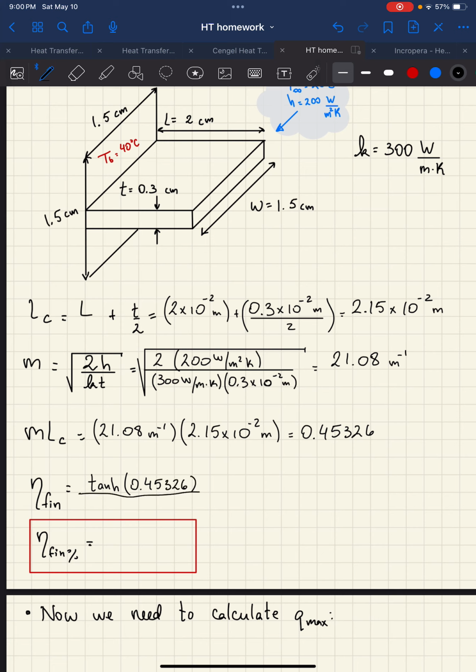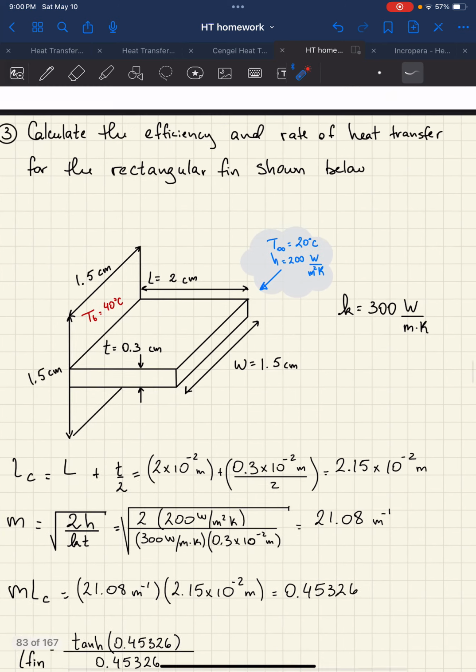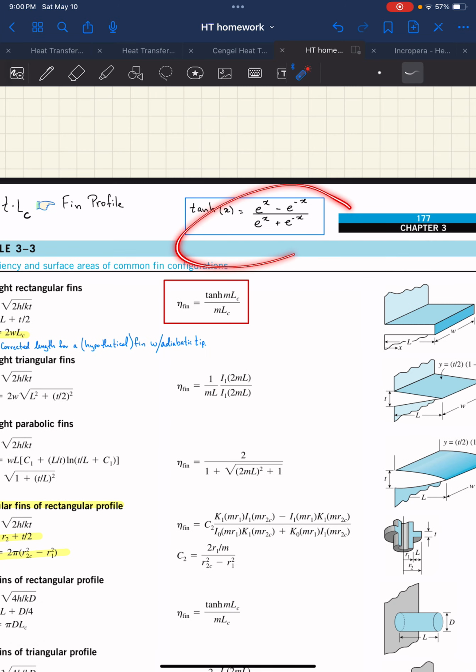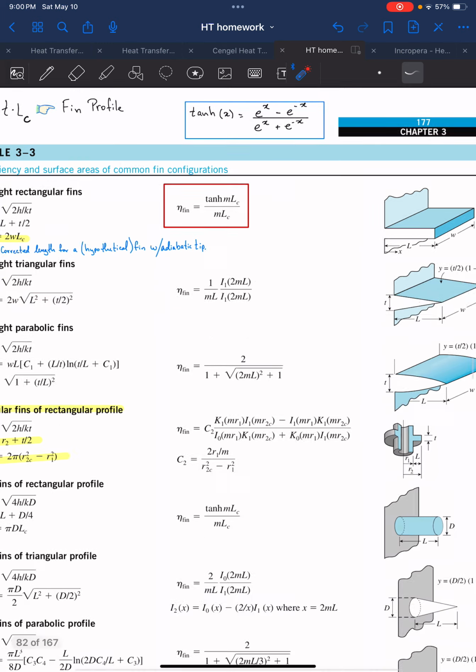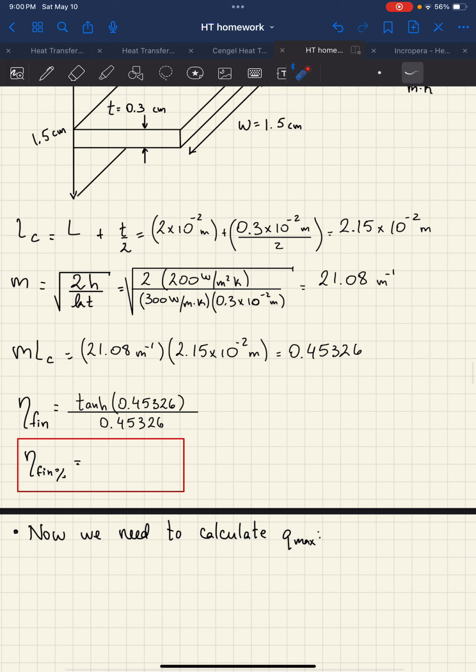I predict one of the questions will be, should I be using degrees or radians? It actually turns out that it will give you the same answer regardless of whether you use degrees or radians. If you prefer not to use the function in your calculator, or you can't find it, if you have an exponential function, this is the exponential version of hyperbolic tangent. You could just do it this way. So when you plug this in, your efficiency should be 0.93614.